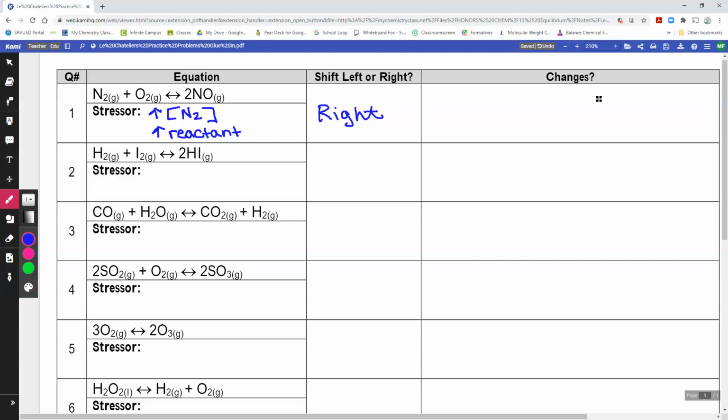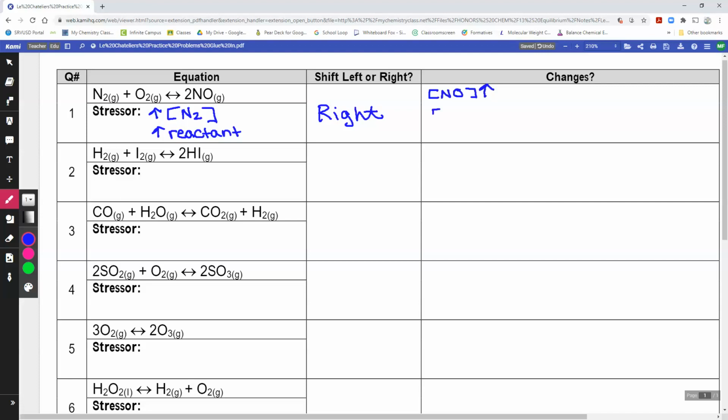Now the changes that are going to occur, we're going to list what the changes are for every single chemical. I suggest that we do the stressor at the end because it's usually the more complicated one. So let's start with nitrogen monoxide. If this reaction proceeds towards the right, in order to use up some of this nitrogen, it's going to be making more nitrogen monoxide in the process. So the concentration of this, when we get to our new equilibrium point, is going to have increased from where we started.